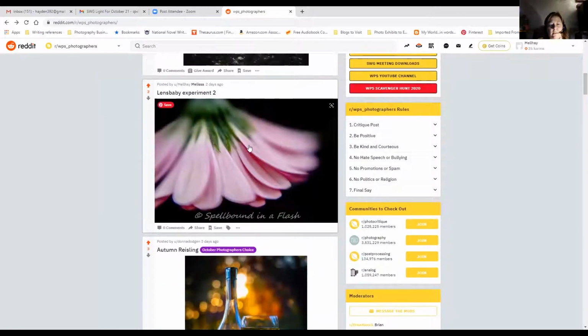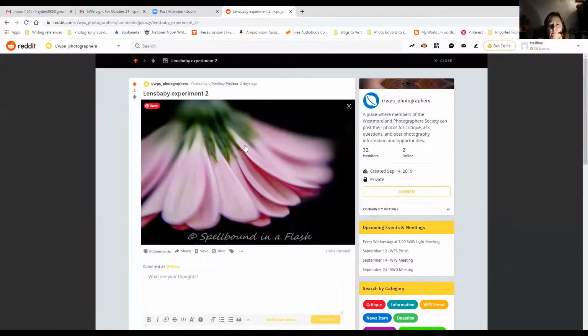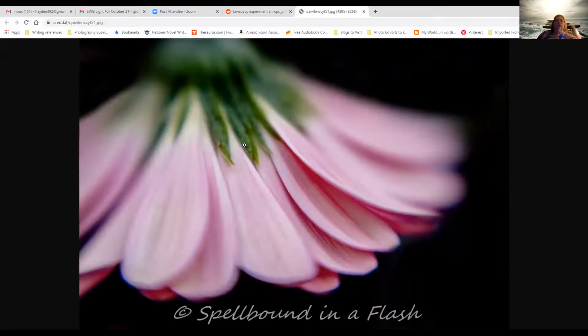I really like this one. I do too, that looks cool. But it really is a lot of work to try to find that sweet spot and where it's at. And it's all manual focus.